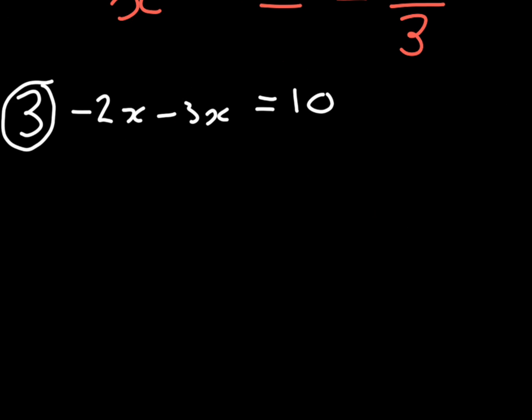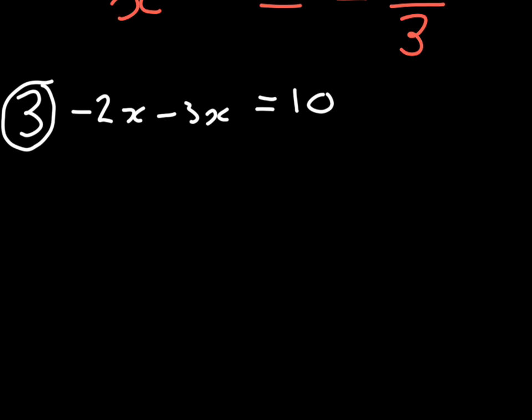For question 3, we have minus 2x minus 3x equals 10. Step 1 would be to make sure that all of our constants are on the right-hand side. And as we can see, 10 is the only constant we have in this expression, and it is already on the right-hand side.